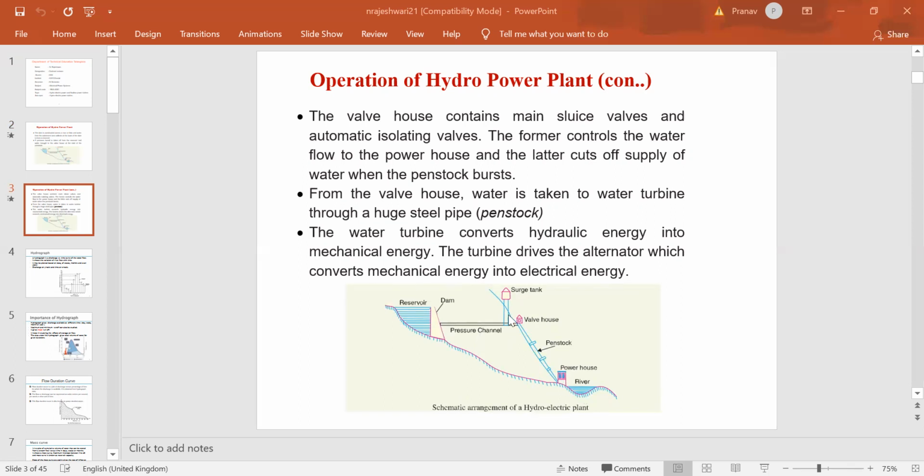Before the turbine, the hydraulic energy of the water is converted into mechanical energy. So the turbine takes the mechanical energy and is coupled with the generator. It drives the generator or alternator so that this mechanical energy is converted into electrical energy with the help of the alternator.